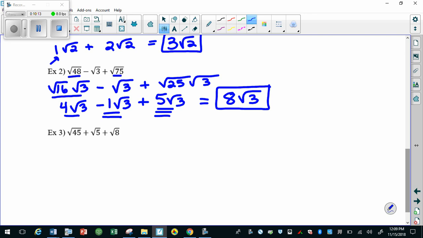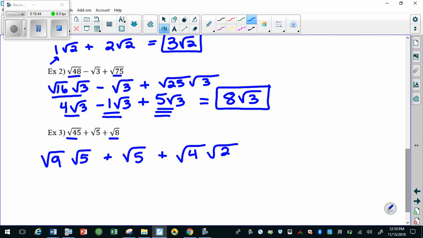Okay, last one, and then it's your turn to work on your homework. Radical 45 plus radical 5 plus radical 8. On the surface, it looks like, nope, I can't add them. But again, if you take 45 and 8 and you do a little work on them, and by work I mean simplifying. Let me set you up a little bit here. If you just simplify 45 and you simplify 8, you should be able to add at least a few of those. So 45 is 9 times 5, and 8 is 4 times 2.